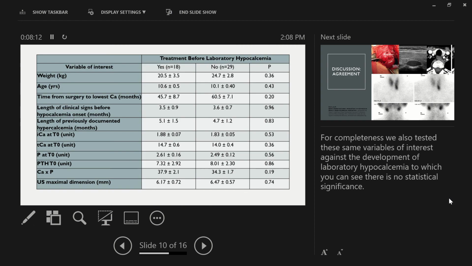And then, of course, for completeness, we also tested these same variables of interest against the development of laboratory hypocalcemia, to which you can see for all those same variables that we were testing for clinical hypocalcemia, there was really no statistical significance.